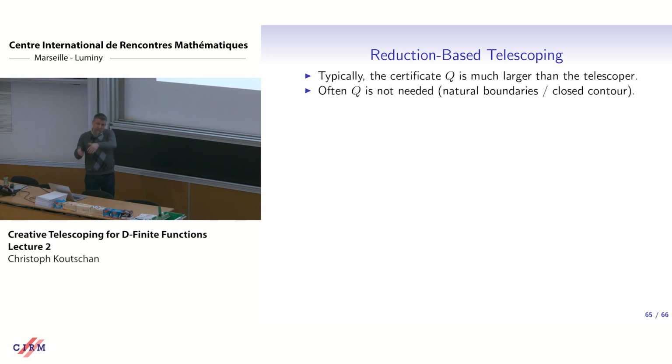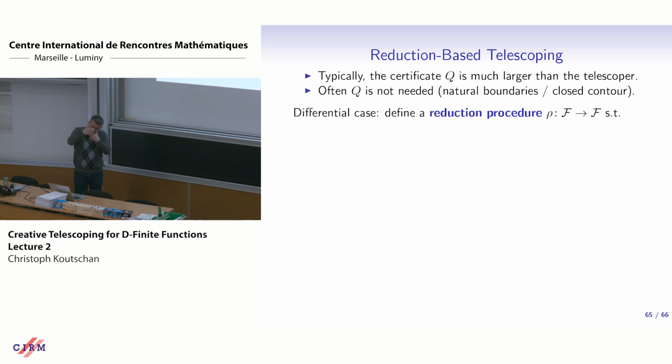In the Zeilberger example, we needed the Q, but in many examples, you don't need it. And then it's a waste of time to compute it if you anyway don't need it. So there was the wish of designing a procedure that can compute the telescoper without computing this costly certificate. Let me explain the idea at the example of the differential case.